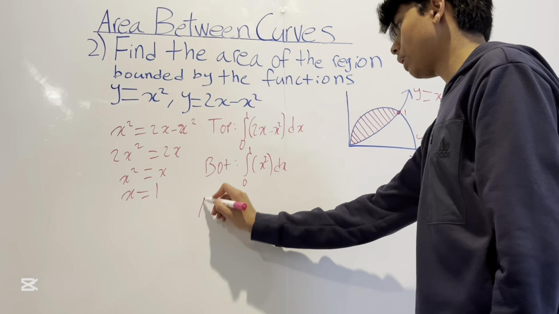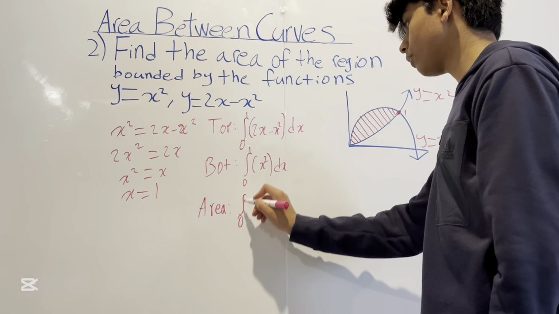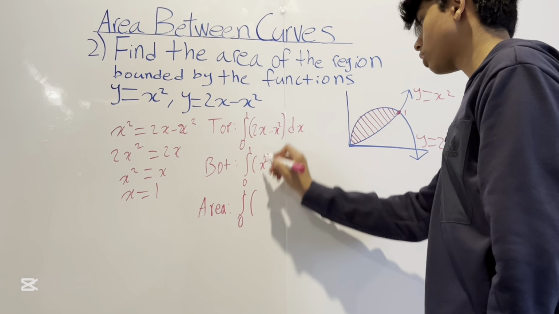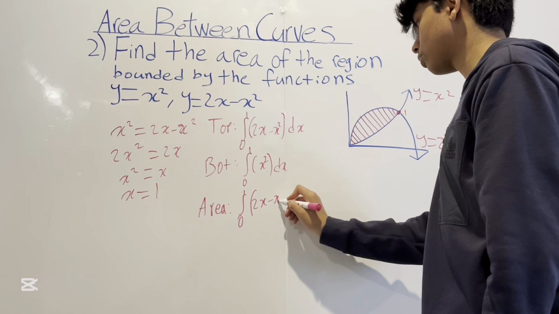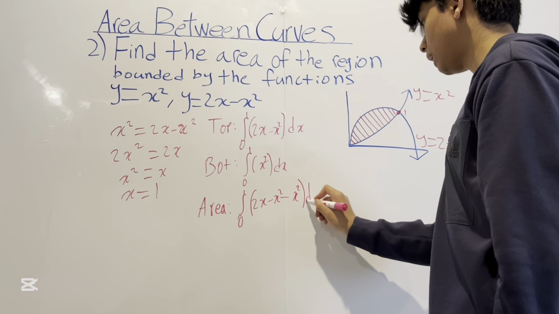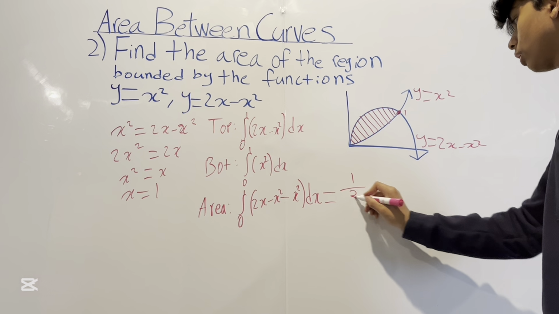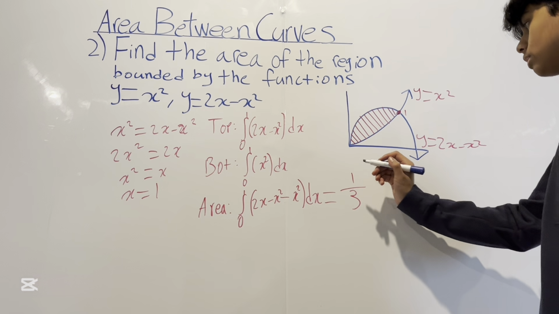So the area is from 0 to 1, this function, 2x minus x squared, minus this function, so minus x squared dx. And if you plug this into your calculator, you will get 1 over 3. And this is our final answer.